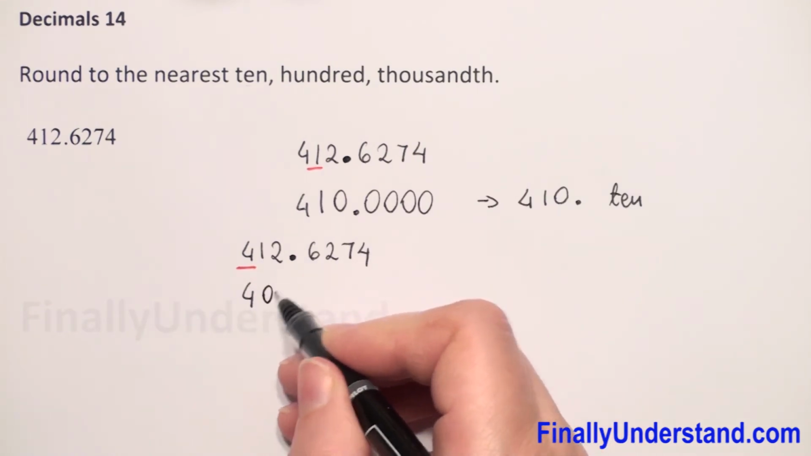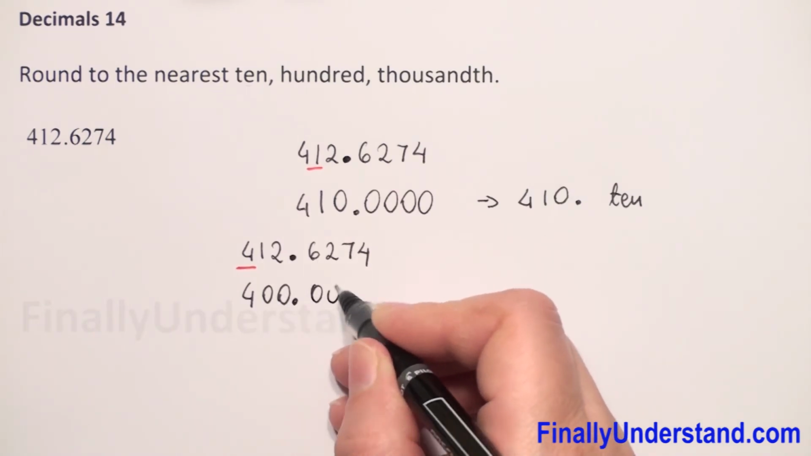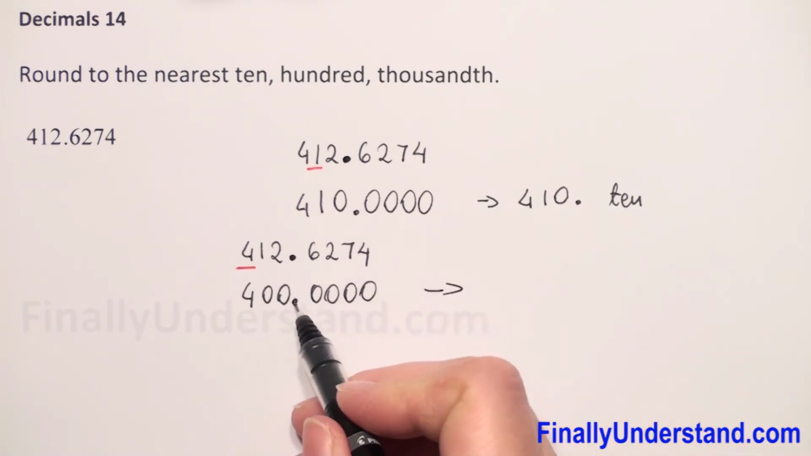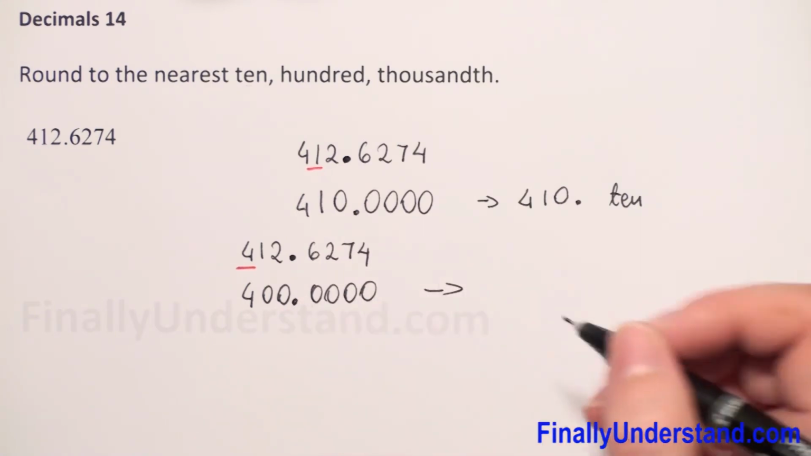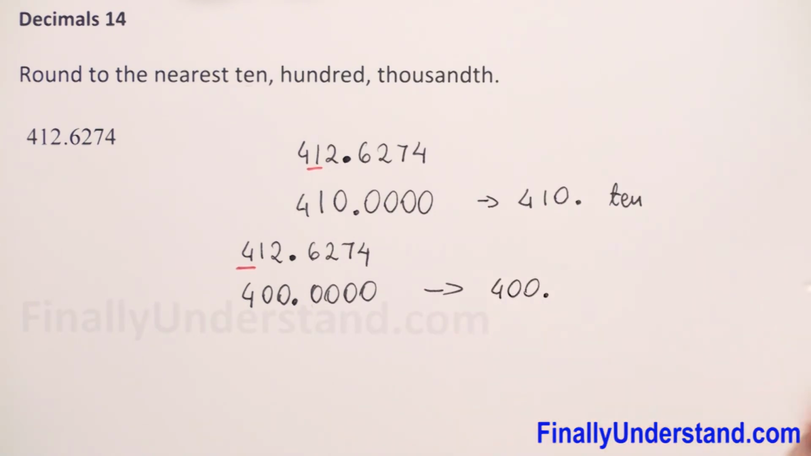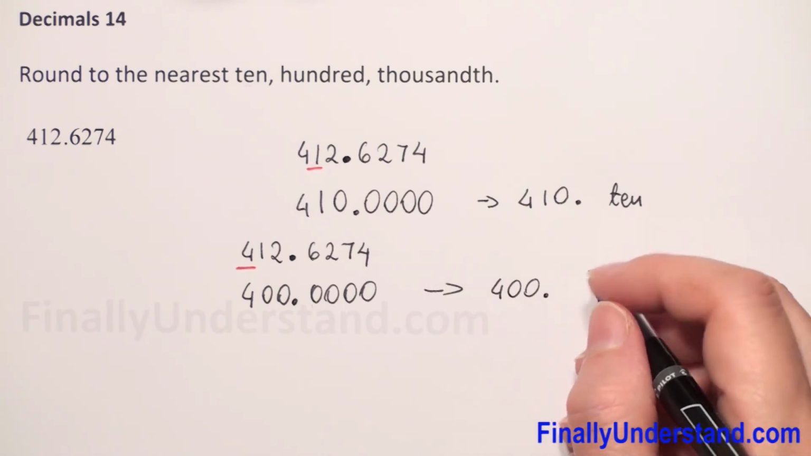So 1 to 0, 2 to 0, decimal point we copy. 0, 0, 0, 0 we have. So what do we get? After the decimal point we have zeros, so we don't have to write the zeros. So we have 400. Can write the decimal point. This was rounding to the nearest 100.